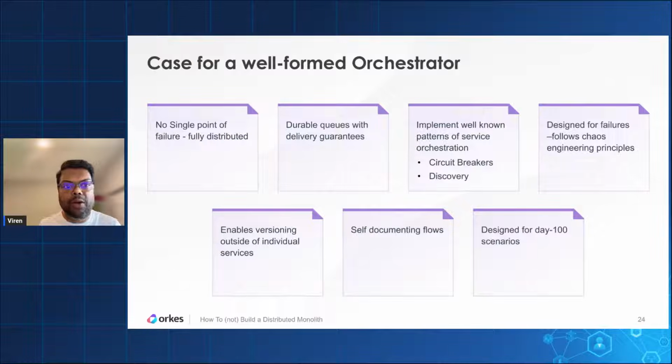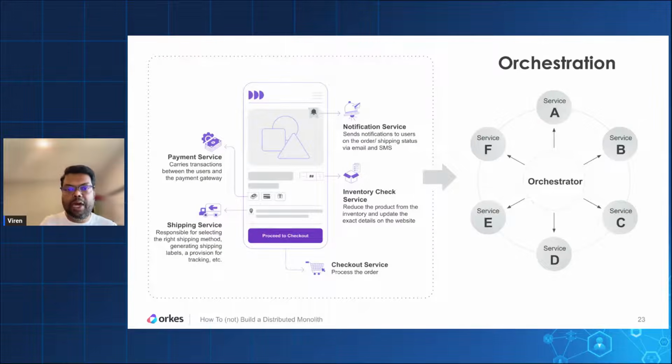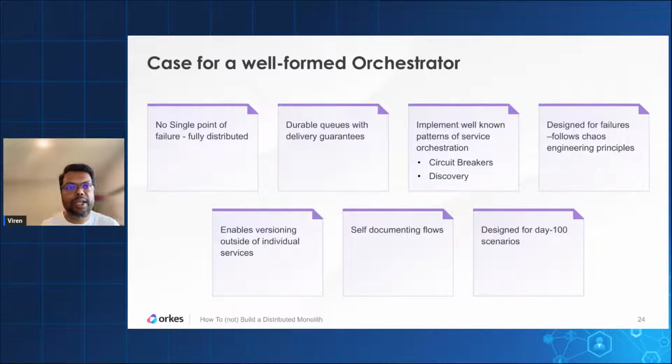So the number one I would like to highlight is no single point of failure. And this is often, every time you look at and read about orchestrators, this comes up as the number one thing, right? If I go back to a slide, this entire checkout process is now relying on the orchestrator, which means the availability of my application is directly proportionate to the availability of my orchestrator. It cannot go down. So it cannot be a single point of failure. It has to be fully distributed.